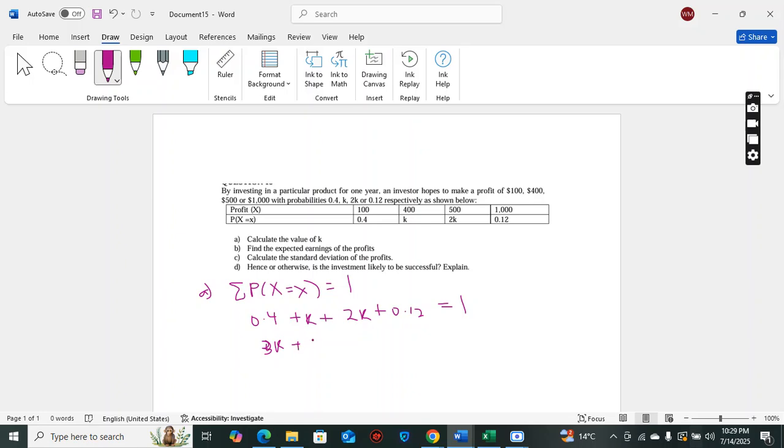0.4 plus 0.12 is not 0.22. It is 0.52. Colleagues, are we all getting that in our calculations? Okay. Then what do we do next?